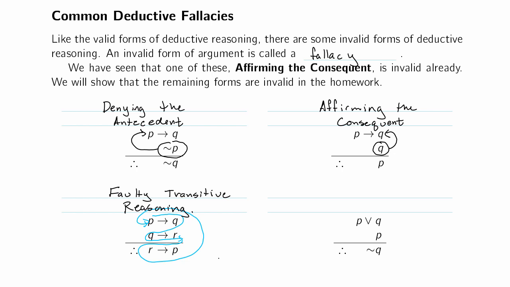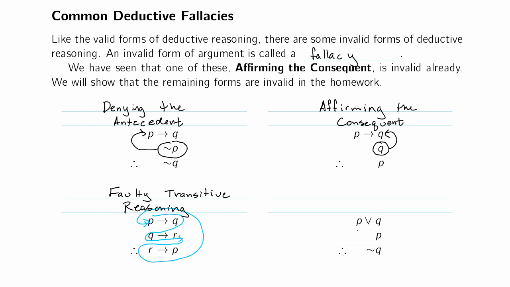This word faulty is not just everyday vocabulary, but it's a normal English word that you've probably heard, possibly in some context having to do with electronics. Faulty just means bad or broken, right? So faulty transitive reasoning, you tried to do transitive reasoning and something went wrong.